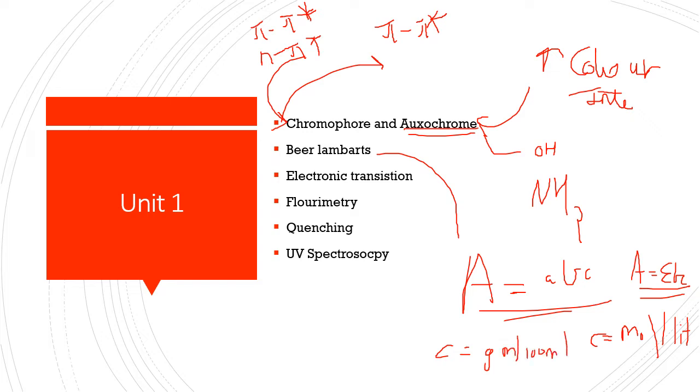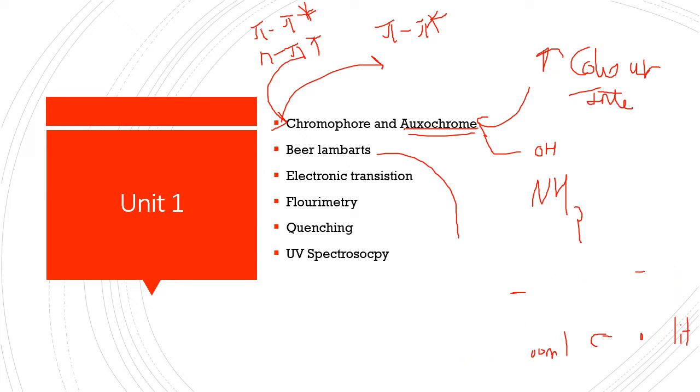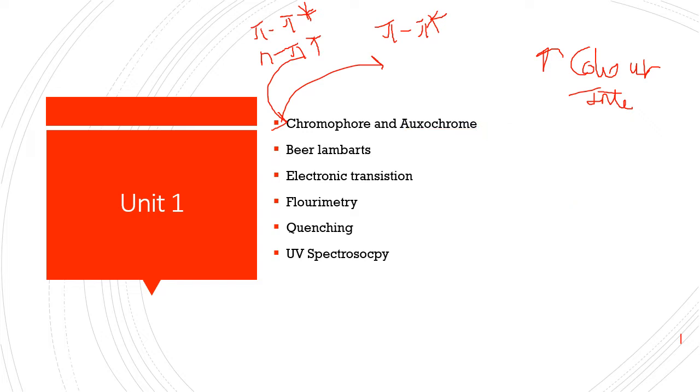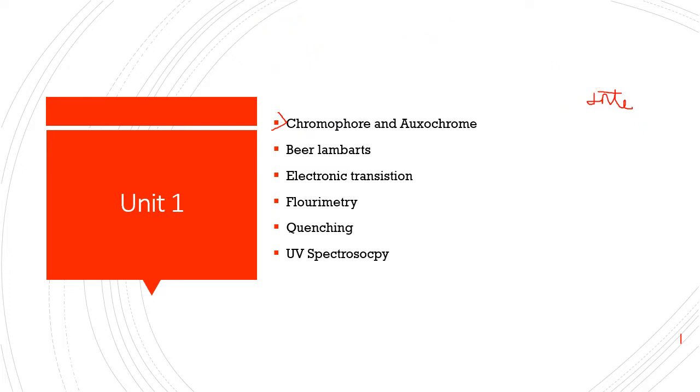In electronic transition, the next topic, which is very, very essential, the things that we have are four types of transitions: sigma to sigma star, n to sigma star, pi to pi star, and n to pi star. So basically sigma to sigma star is in the vacuum UV region. That is why it is not much of vital importance.